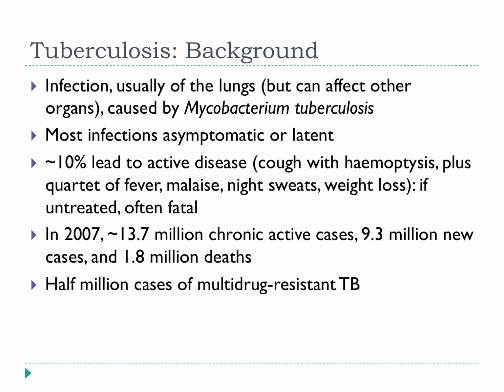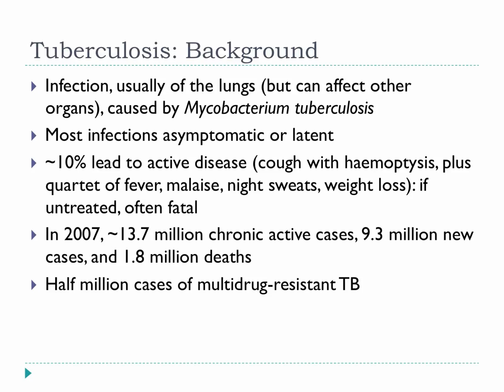About 10% of the cases actually go on to active disease. And this active disease is often described as having the quartet of tuberculosis, which is fever, malaise, night sweats, and weight loss, tied in with a cough and what we call in the jargon hemoptysis, which means coughing up blood. So you get a cough and then you cough up blood. You get all those other things. And if it's not treated, it can be fatal.